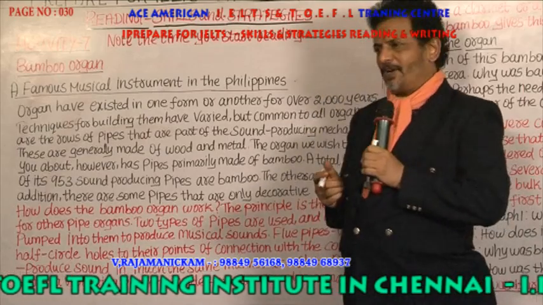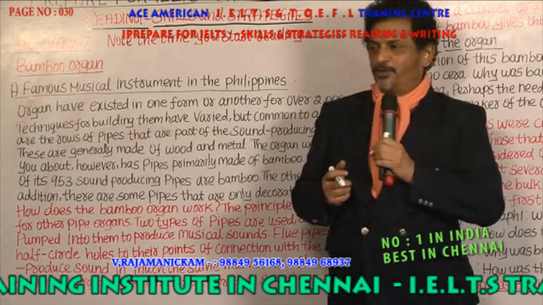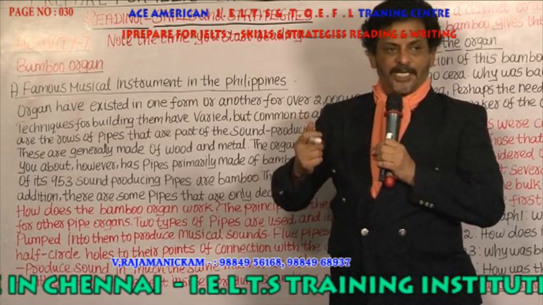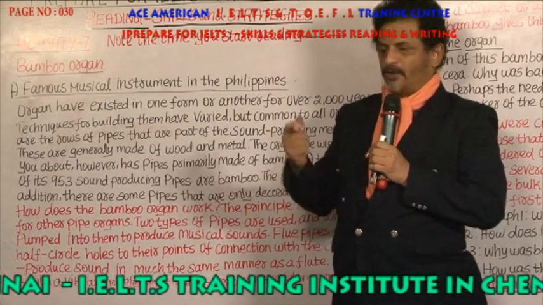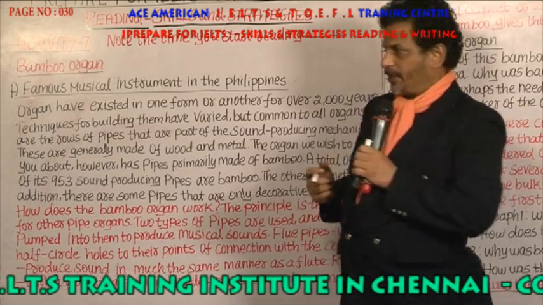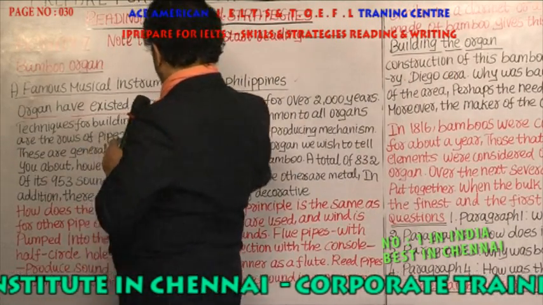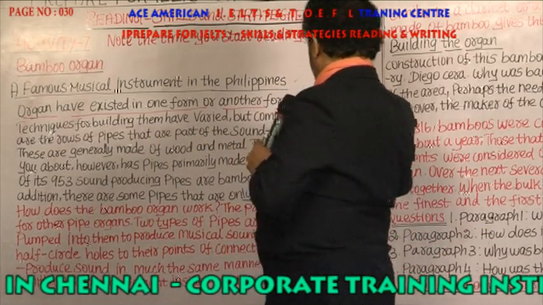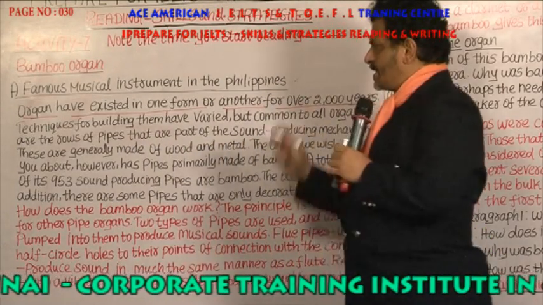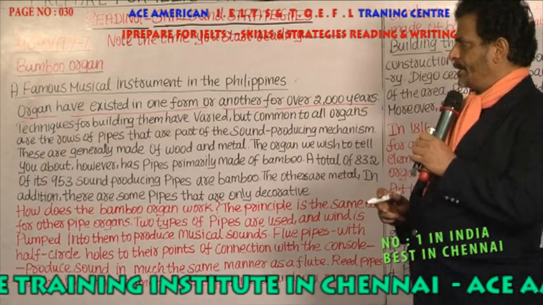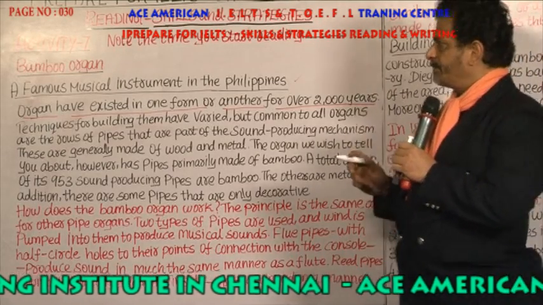It is fodder for elephants. Elephants love to eat bamboo. You know that? And one other thing, musical instruments are made of bamboo. Very important thing. So organs have existed in one form or another for over 2000 years. For the past 2000 years, the organ has existed.